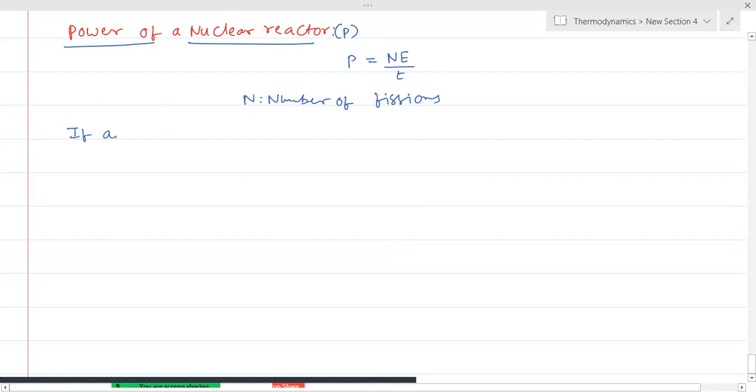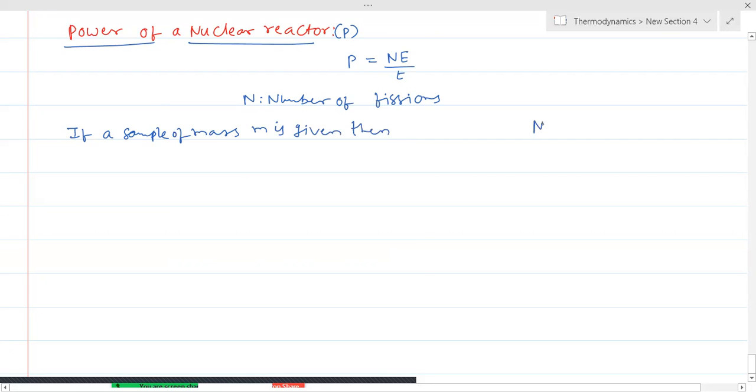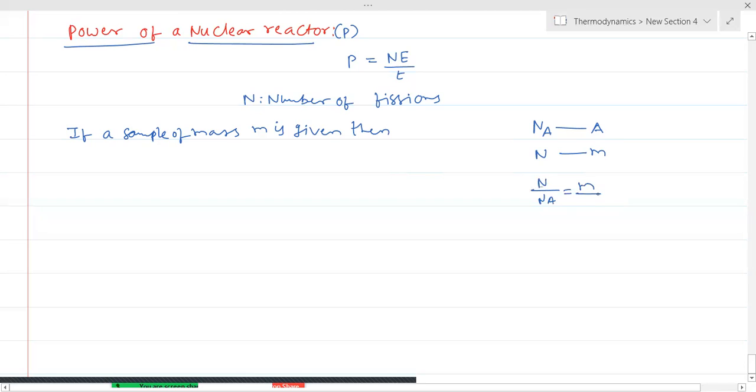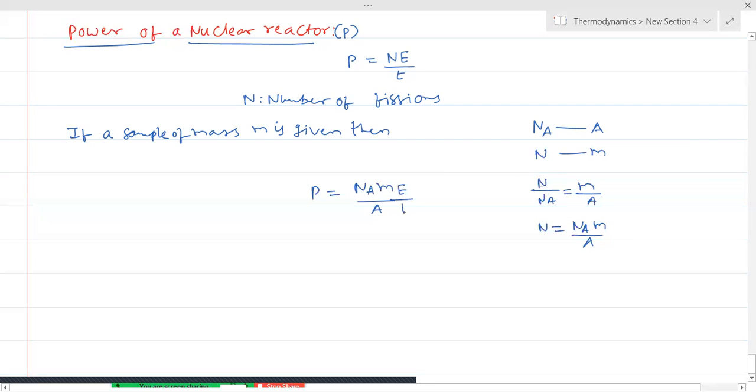Suppose a sample of mass small m is given. When we take Avogadro number N_A, the mass number is A, the mass required is A grams, and in the given sample of mass m, let us say we have n nuclei. Then n by N_A equals m by A, so instead of N we write N_A into m by A. So P equals N_A into m by A into E by t.